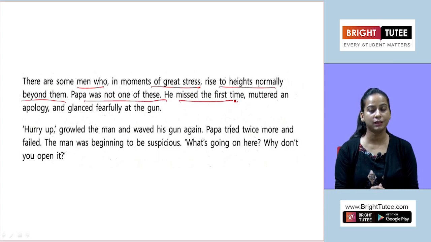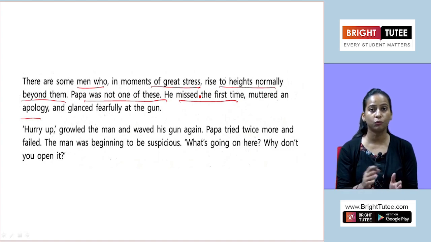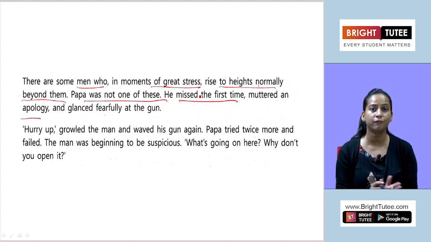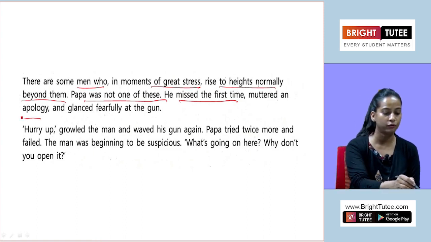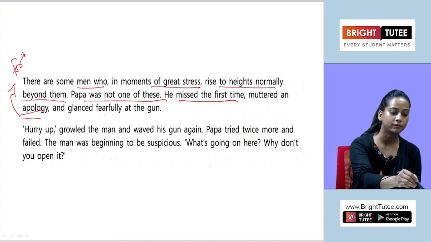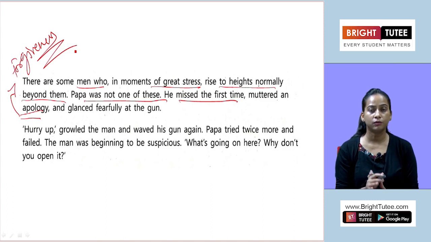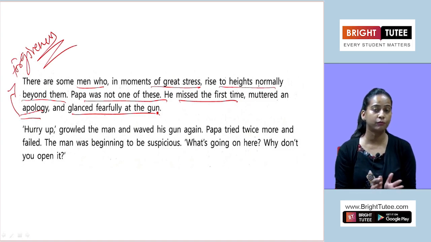He missed the first time and muttered an apology, because at first he was not able to open up the safe for that man, so it was sort of a robbery. So we can see some humorous effect. Humorous effects are also given in the story, in how the person was trying to threaten him, and he asked for forgiveness, since apology means forgiveness, as he was not able to open the safe. He glanced fearfully at the gun, and at the same time he was fearful, looking at the gun.